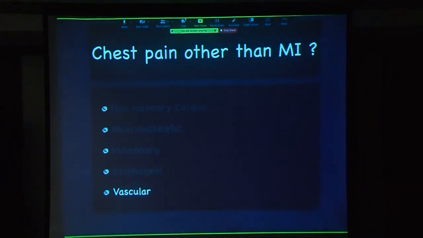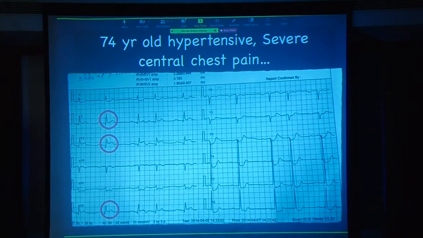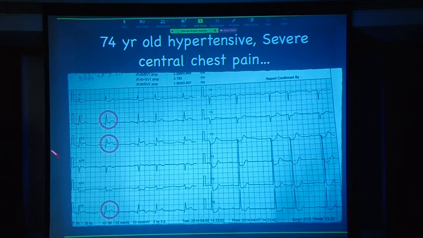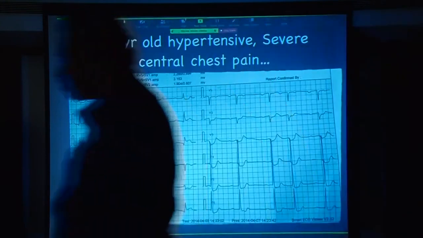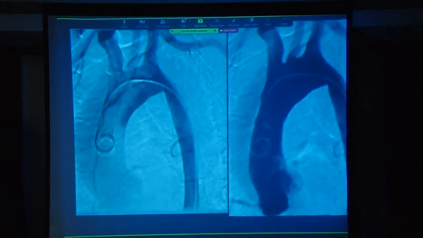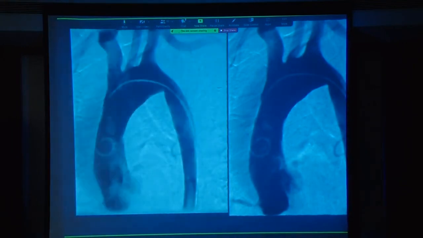Now, rarely, vascular causes of chest pain could be dangerous for certain patients. This was a 74-year-old hypertensive patient with severe chest pain. You could see that there is ST elevation in leads 2, 3, and AVF. So that makes a diagnosis of inferior wall myocardial infarction. This particular patient was taken to the cath lab, and we diagnosed that it was an aortic dissection.